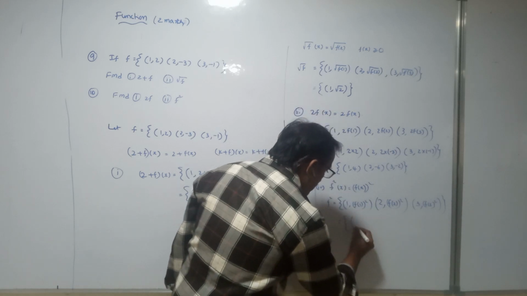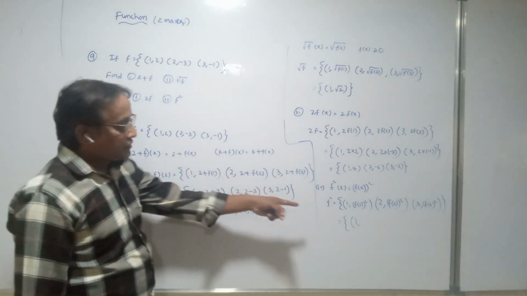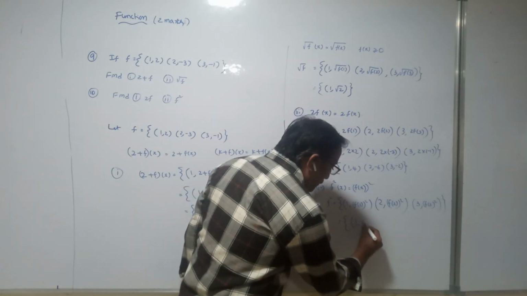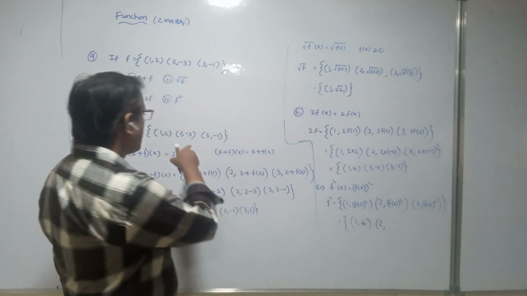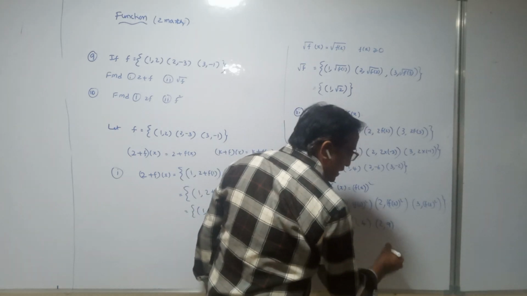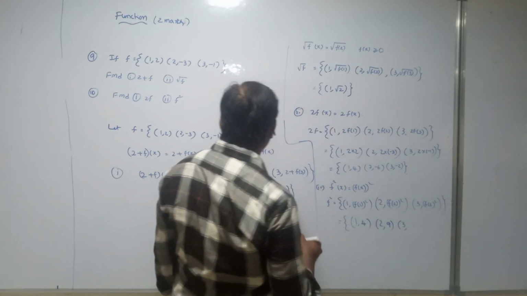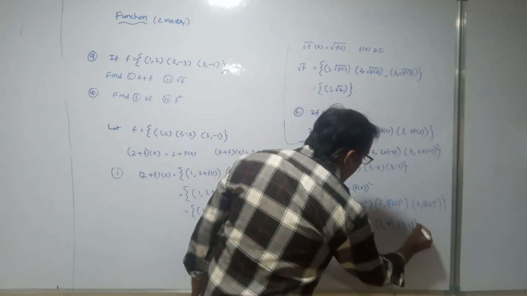So it will be (1, f of 1 is 2), so 2 square, it will be 4. f of 2 is minus 3. Minus 3 whole square, you will get 9. (3, f of 3 is minus 1). Minus 1 whole square, it will be 1.